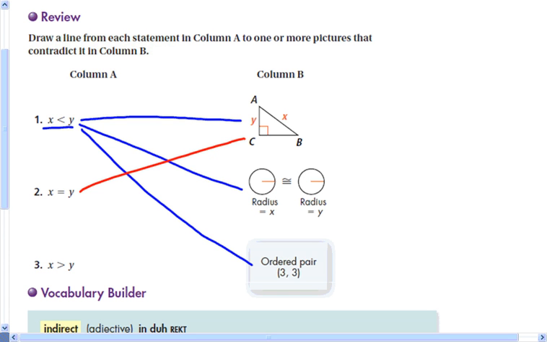And contradicting X is greater than Y is this one, and that.